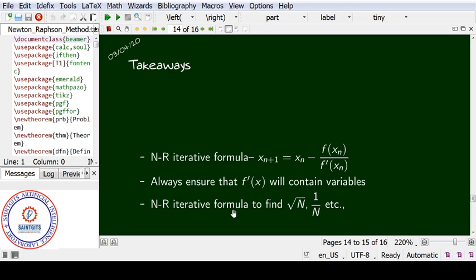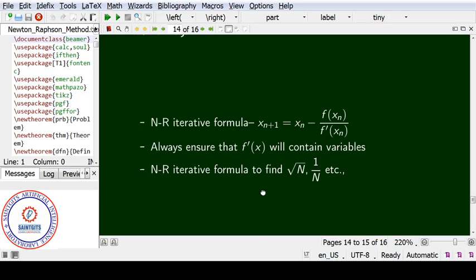In the Newton-Raphson iterative formula, to find root n and 1 by n, etc., we can extend the same method to find the third root of n or n raised to 3 by 2 or anything like that for any positive integer n using this Newton-Raphson method.